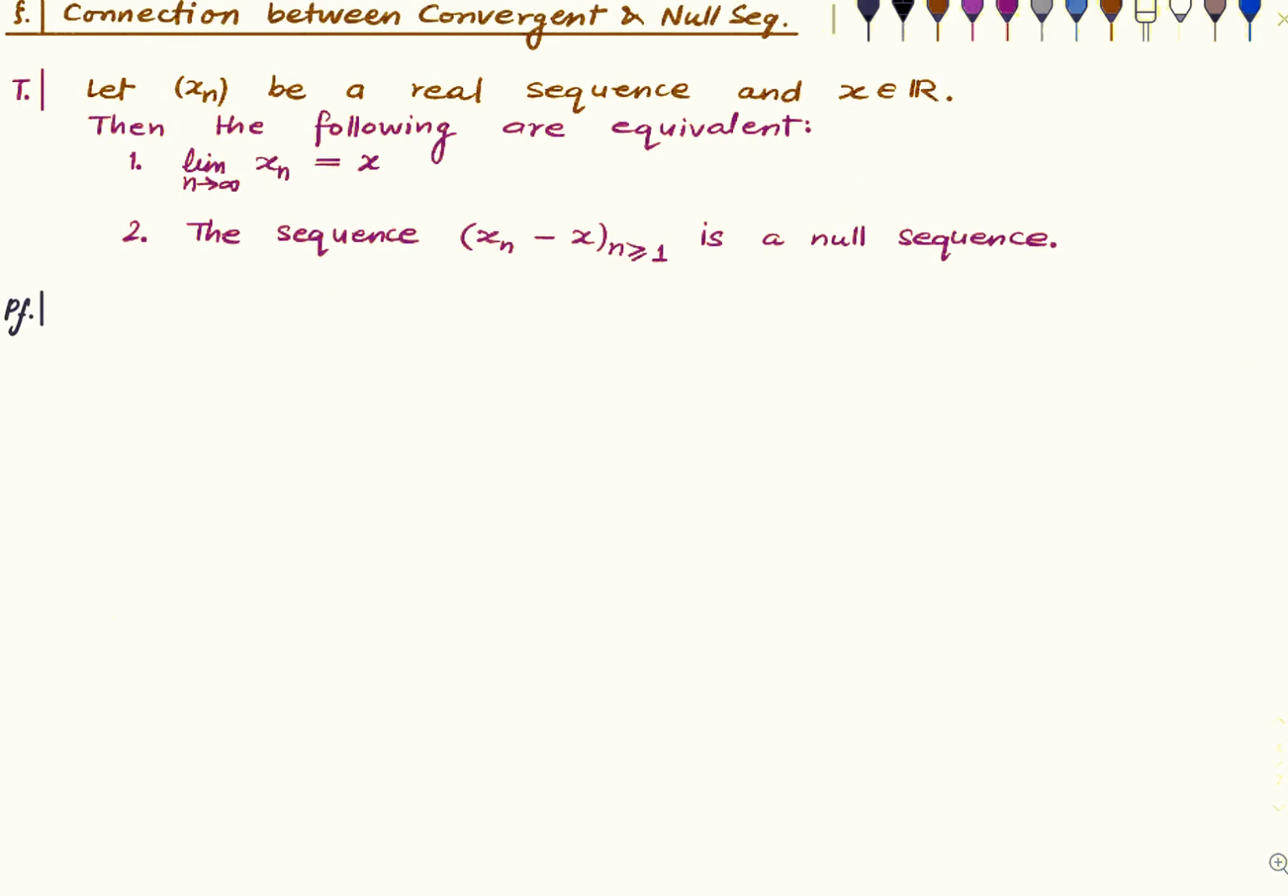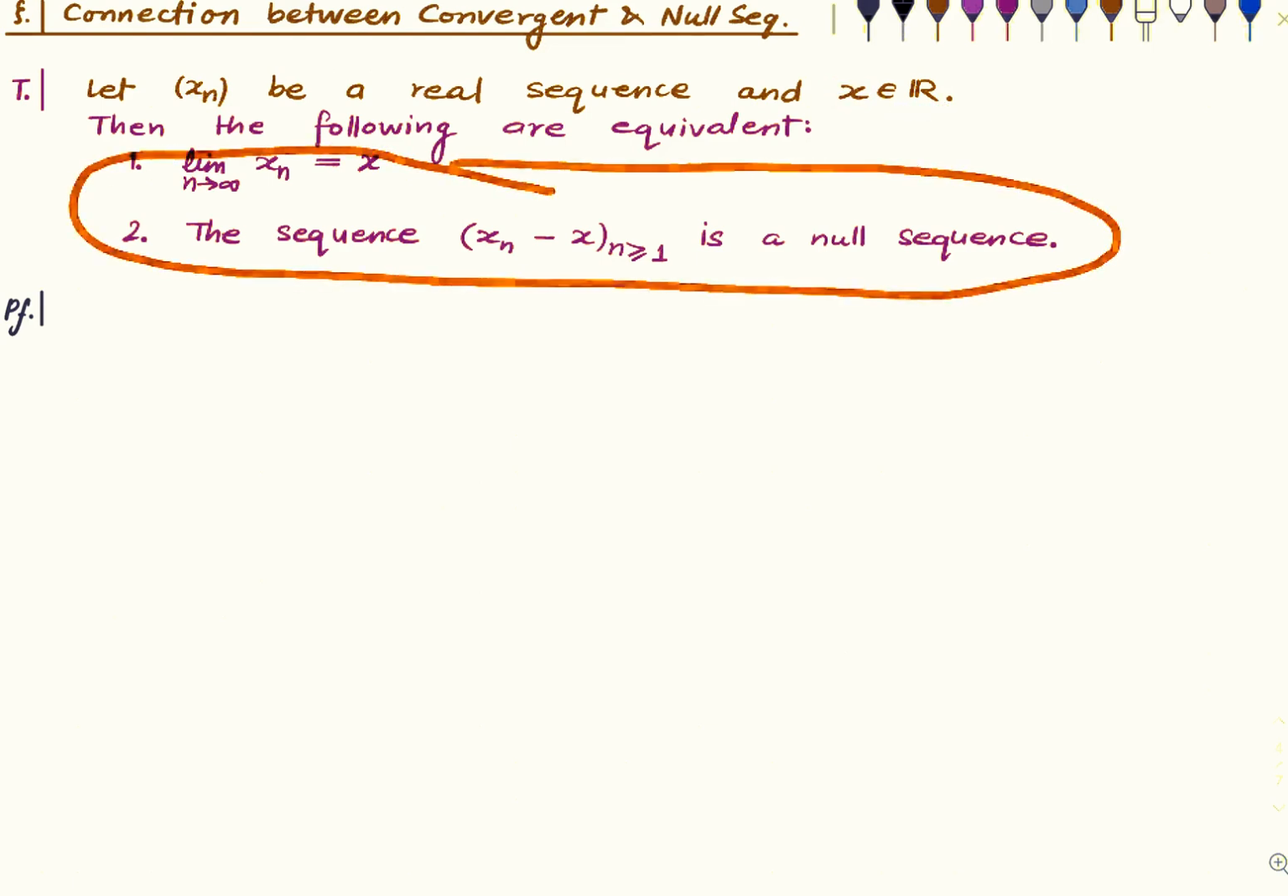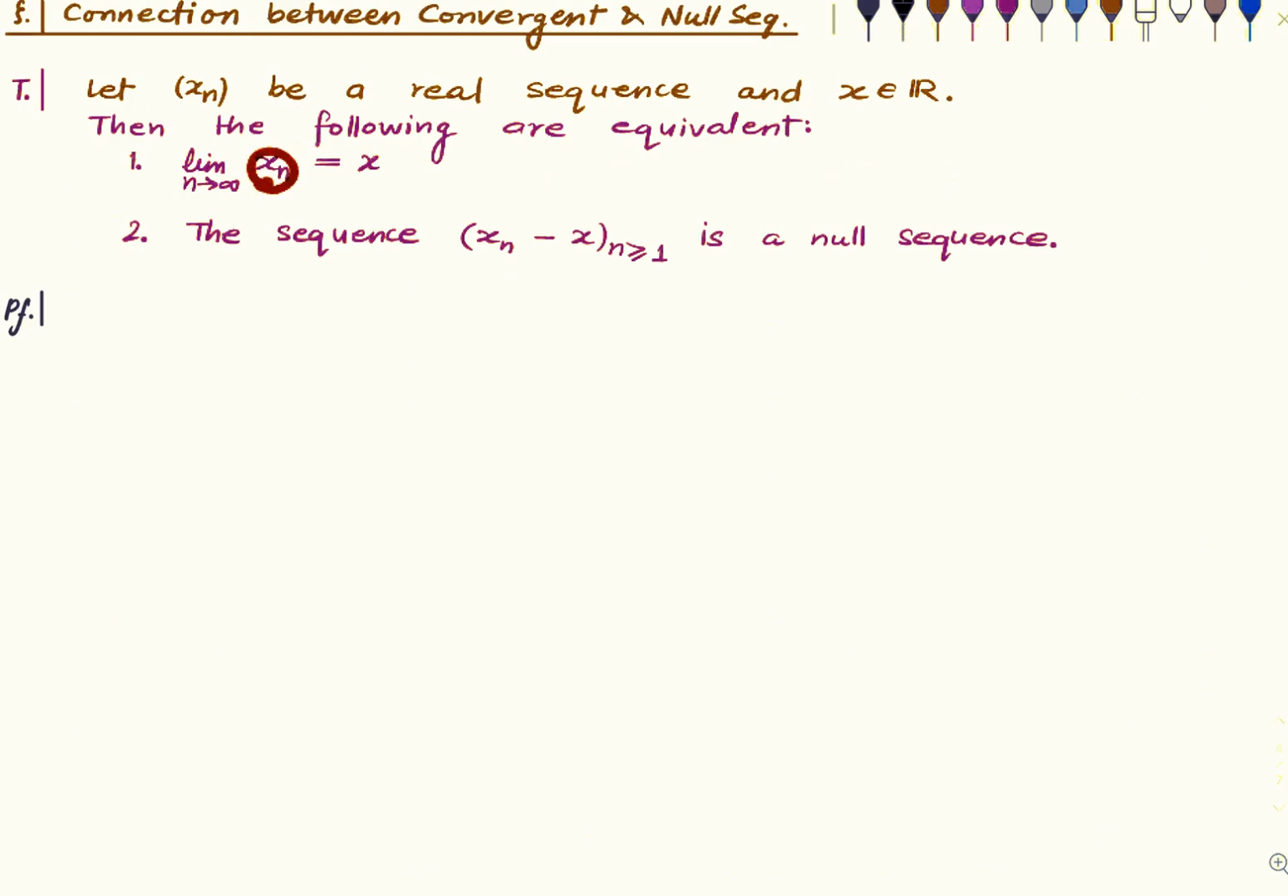So one can recast the notion of convergence in general to null sequences. It may seem like a childish thing, but such reductions are very useful and we will find use for them in subsequent lectures. So fix a real sequence and an element x in R. Then the following two statements are equivalent. The first is that xn converges to x. The second is that this sequence converges to 0, meaning it is a null sequence.